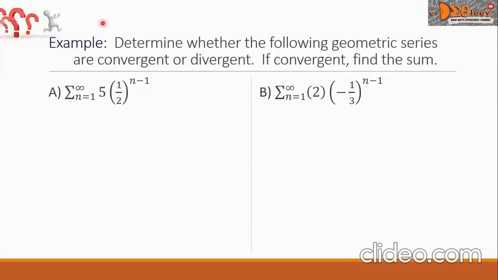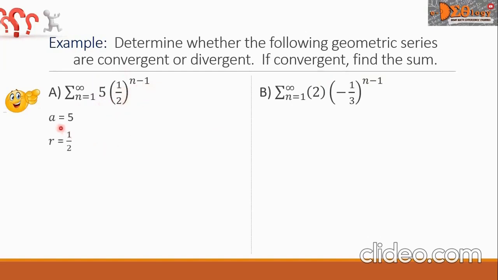Let us see this example. Determine whether the following geometric series are convergent or divergent. If convergent, find the sum. We have two sample problems here. Let's begin with problem A. Summation from n equals 1 up to infinity of the function 5 times the quantity 1/2 is raised to n minus 1.